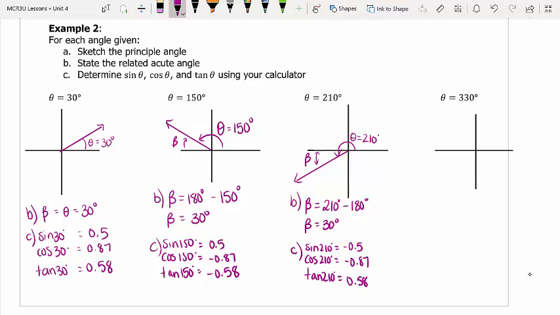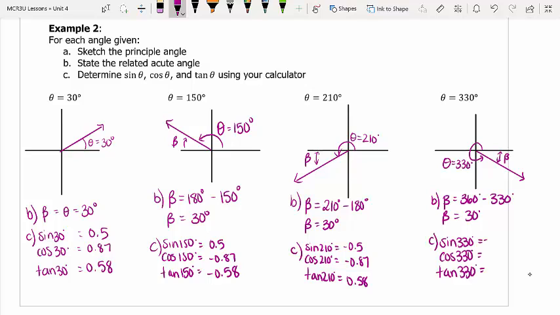And again, we get similar answers, just some differences in terms of the answer is negative or positive. And let's pull out our last one. There's our principal angle of 330. Our value of our related acute angle is going to be 360 degrees minus 330 degrees because it's in quadrant 4. So our related acute angle is also 30 degrees. Okay, let's calculate the sine, cos, and tan of 330.